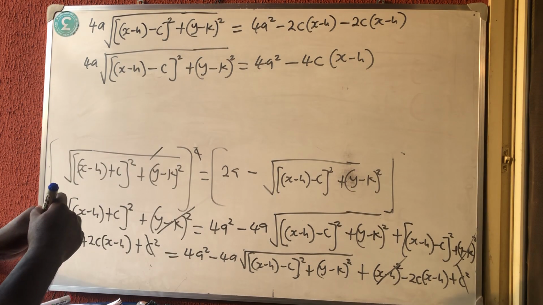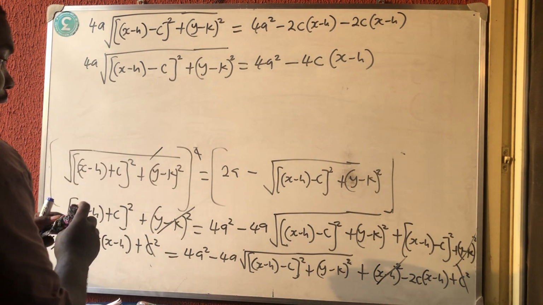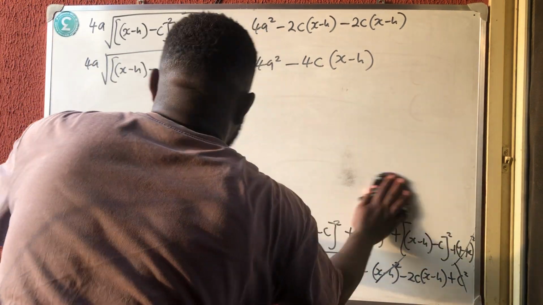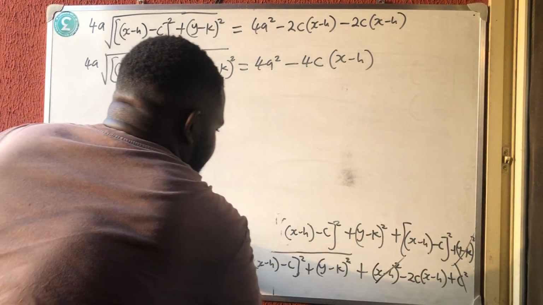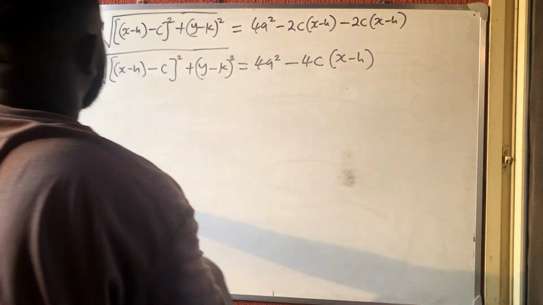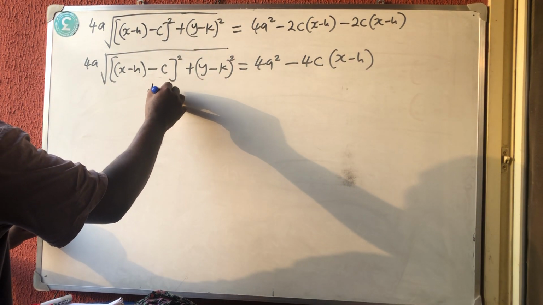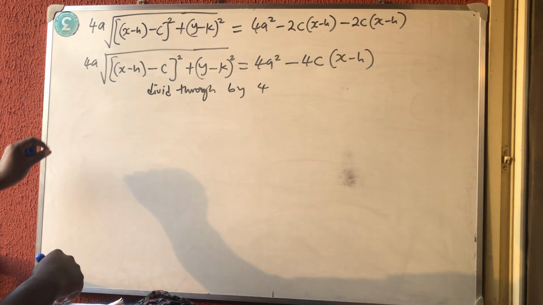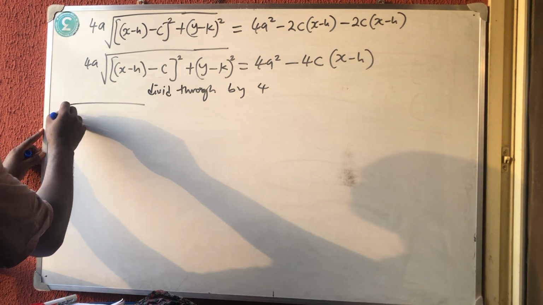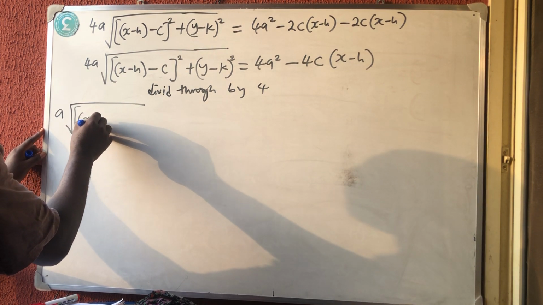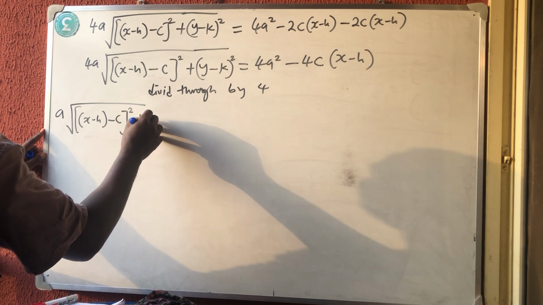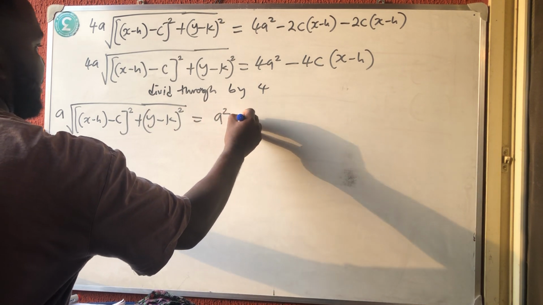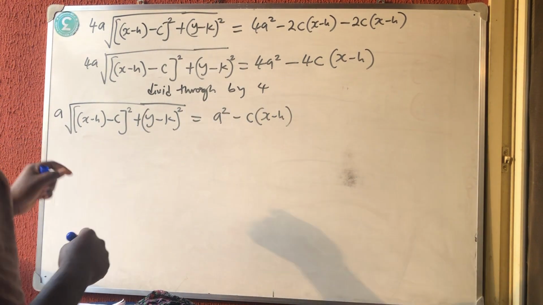Now if you see that everybody has 4, I can divide everybody by 4. Divide through by 4. If I divide through by 4, I'm left with a times the square root of (x minus h minus c) all squared plus (y minus k) all squared, equal to a squared minus c into (x minus h). So this is what I'm left with.